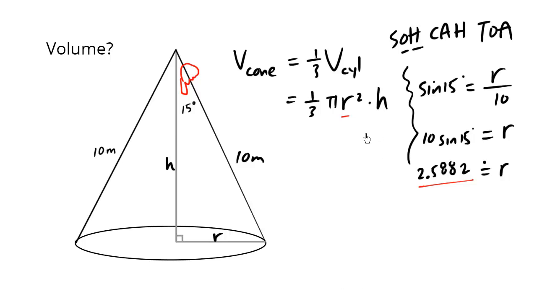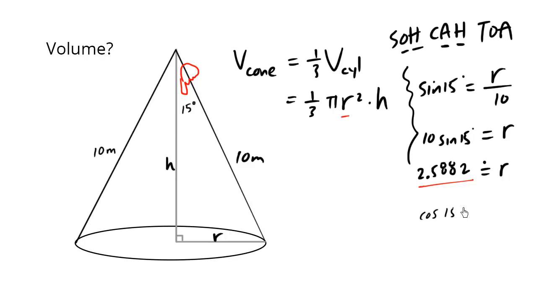Now let's solve for h. So what we have here is your finger on the 15. We're interested in the adjacent and the hypotenuse. This here is the adjacent, not the opposite. This is the adjacent to where your finger is, and the hypotenuse. So we're interested in the adjacent and the hypotenuse. We're going to use cosine.